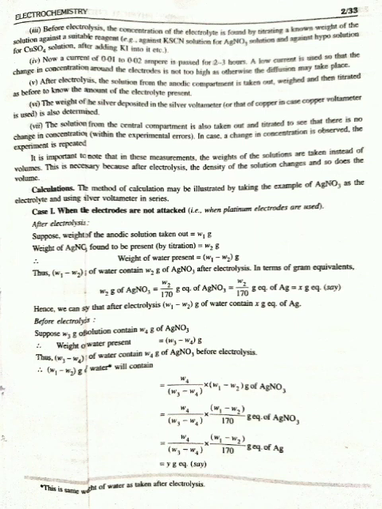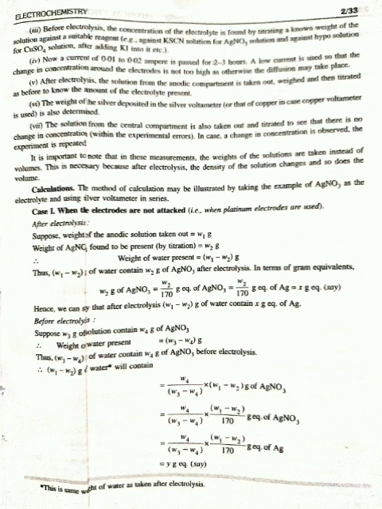Sixth, the weight of silver deposited in the silver voltameter, or that of copper in case a copper voltameter is used, is also determined. Seventh, the solution from the central compartment is also taken out and titrated to see that there is no change in concentration within the experimental errors. In case a change in concentration is observed, the experiment is repeated. It is important to note that in these measurements, the weights of the solution are taken instead of volumes. This is necessary because after electrolysis, the density of the solution changes and so does the volume.